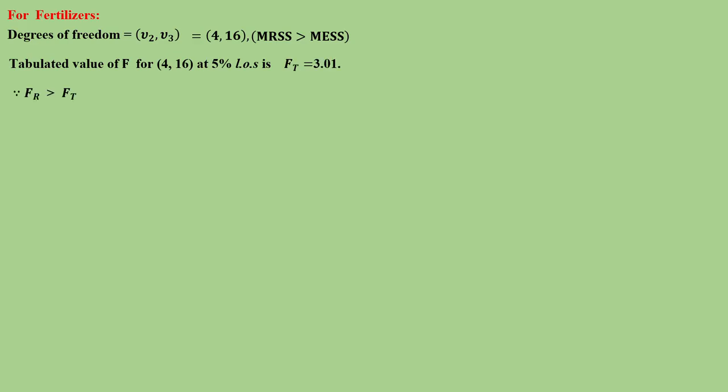Next we go to the second treatment, fertilizers. Degrees of freedom V2, V3: 4, 16. At 5% level the tabulated value is the same, 3.01. Now FR is greater than FT. The value of FR is greater than FT, so H0 is rejected in this case.